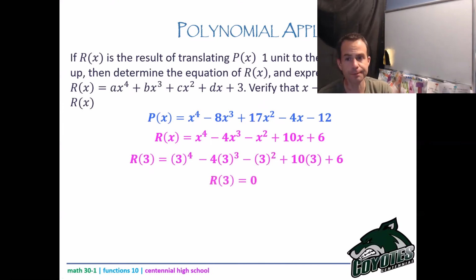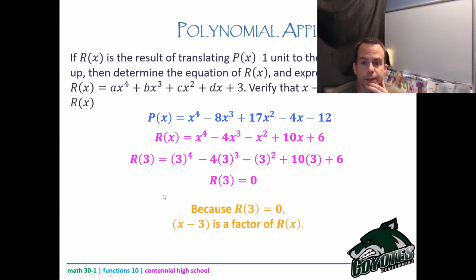R of 3 is in fact 0. Okay. Awesome. All right. Because r of 3 equals 0, we have verified that x minus 3 is in fact a factor of r of x.